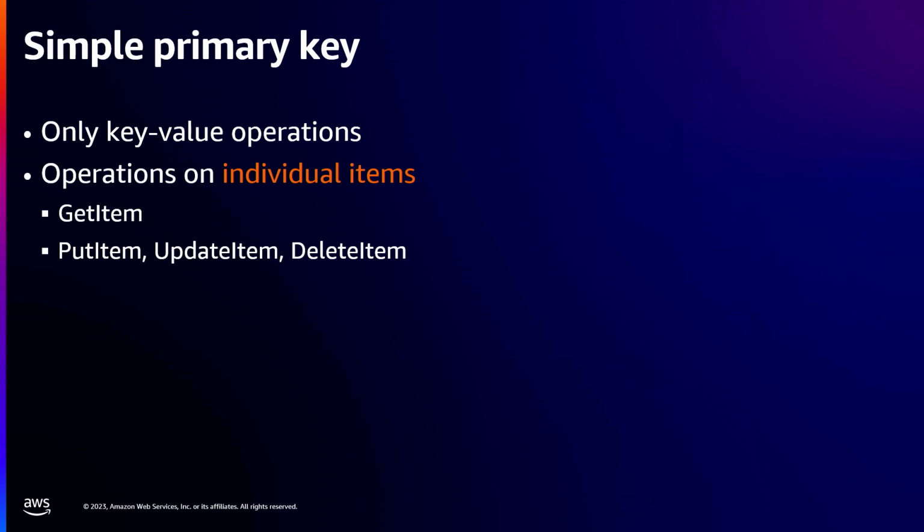The important thing to know for these key value type operations is you have to provide that entire primary key, right? They want to know exactly which item you want to go update. You can't give it a partial primary key or anything like that.